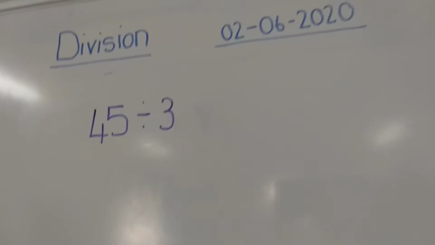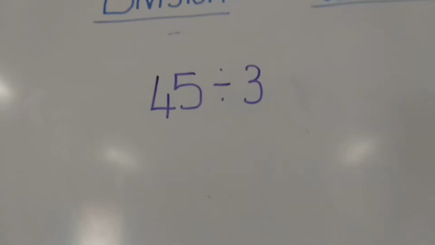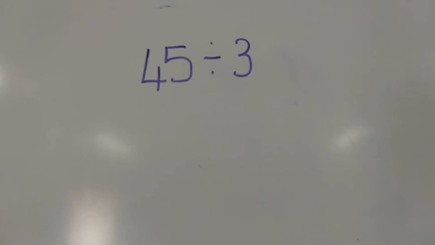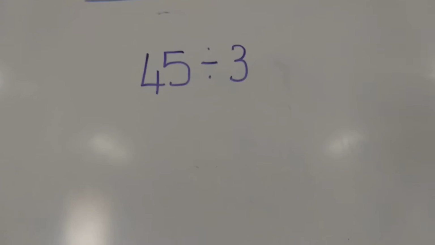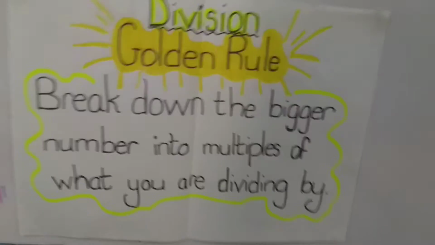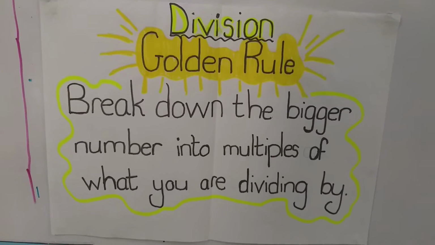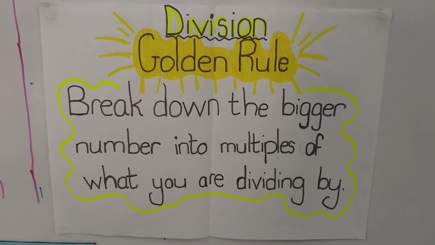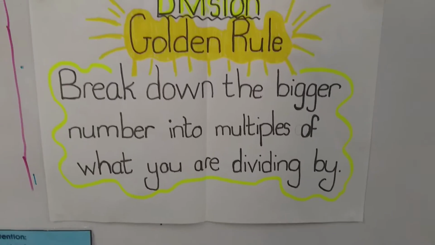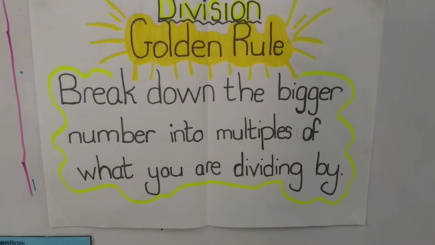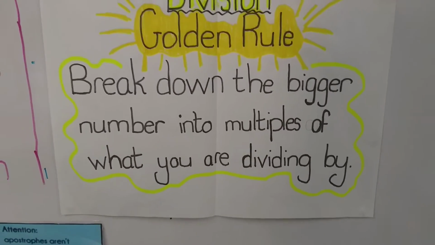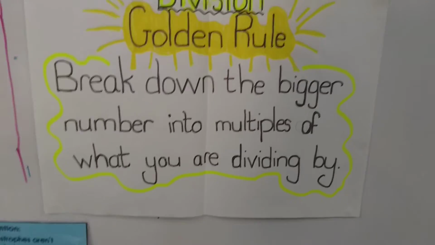But when it comes to division, we break it down differently. We don't break it down into hundreds, tens, units. When it comes to division, we apply the golden rule. This is the golden rule: you break down the bigger number into multiples of what you are dividing by. I repeat, you break down the bigger number into multiples of what you are dividing by.